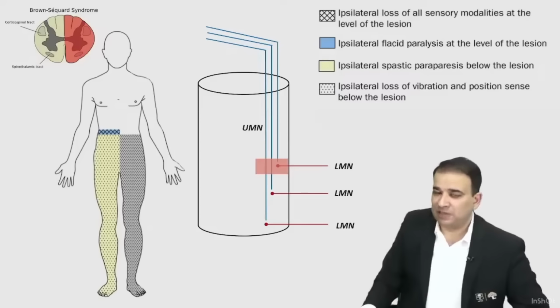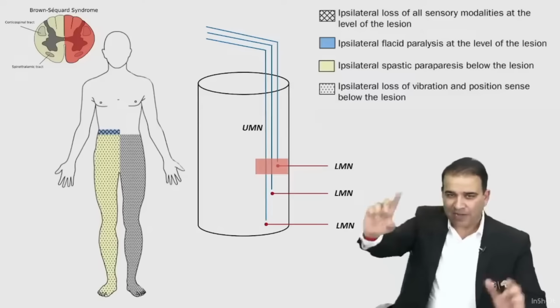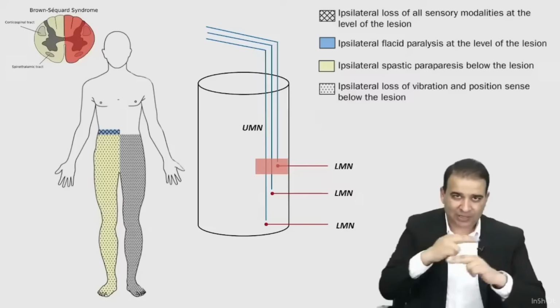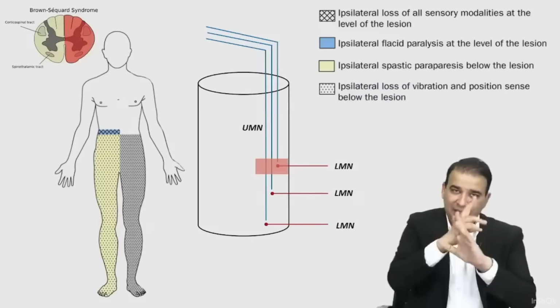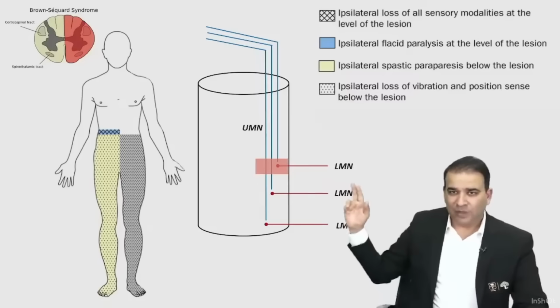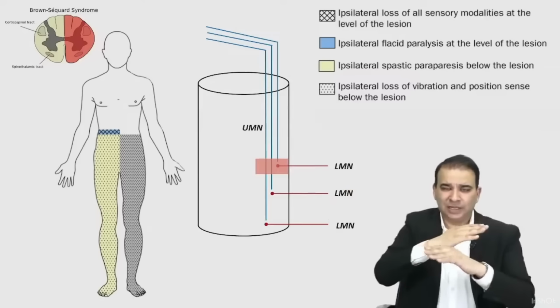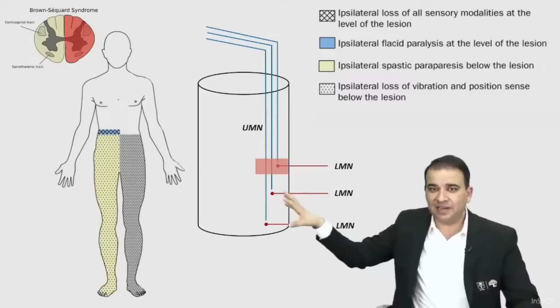And then comes the spinothalamic tract. We all know that the spinothalamic tract decussates at the spinal cord, guys, and then they go above here. Once the spinothalamic tract decussates at the level of the spinal cord, they take 2 to 3 segments to decussate here.